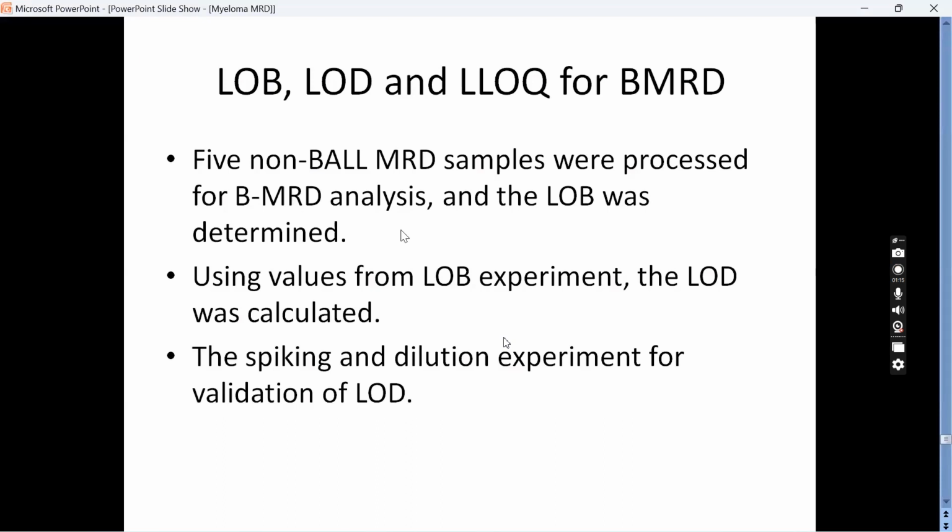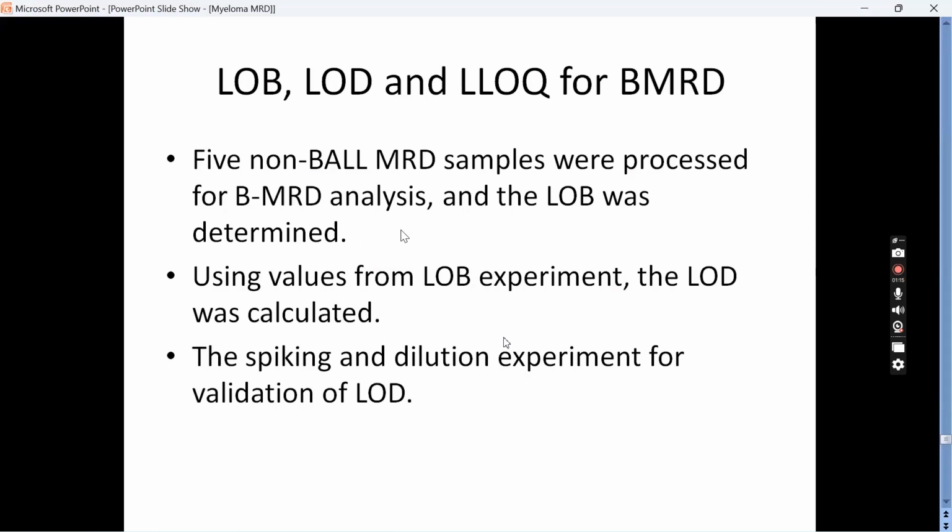Ideally speaking, theoretically speaking, how many events should be falling in that gate? Anyone? Zero. Perfect. Theoretically, zero. But practically, that is not possible. You may have certain non-specific events which will fall there. The events falling in that particular MRD gate are called the limit of blank.